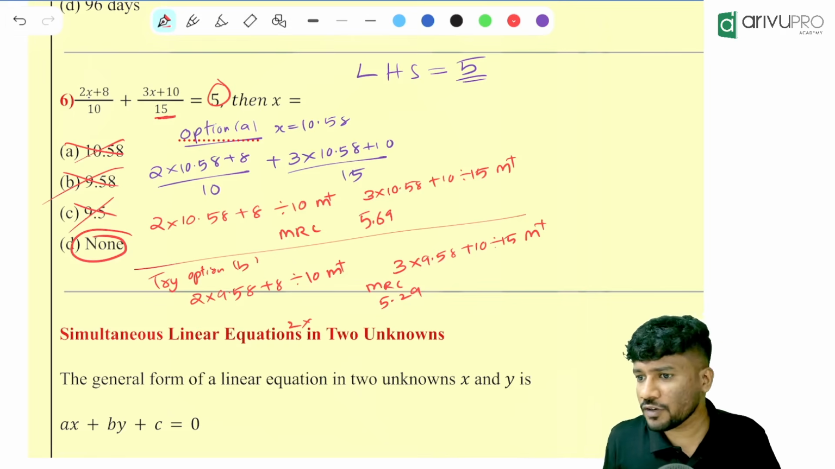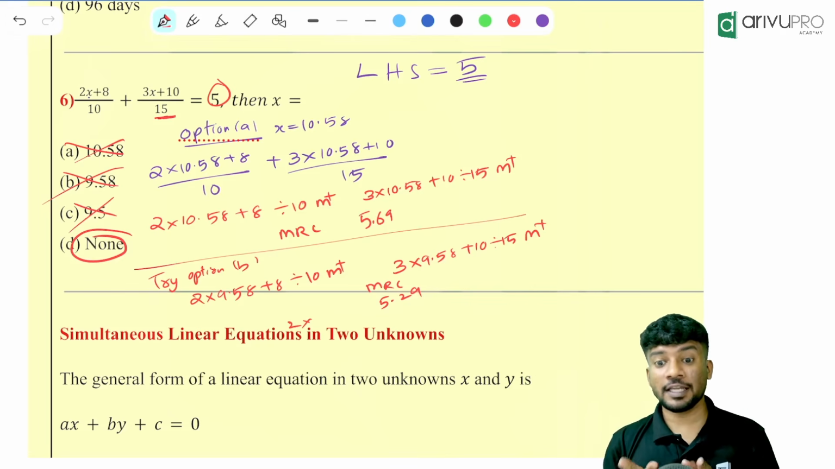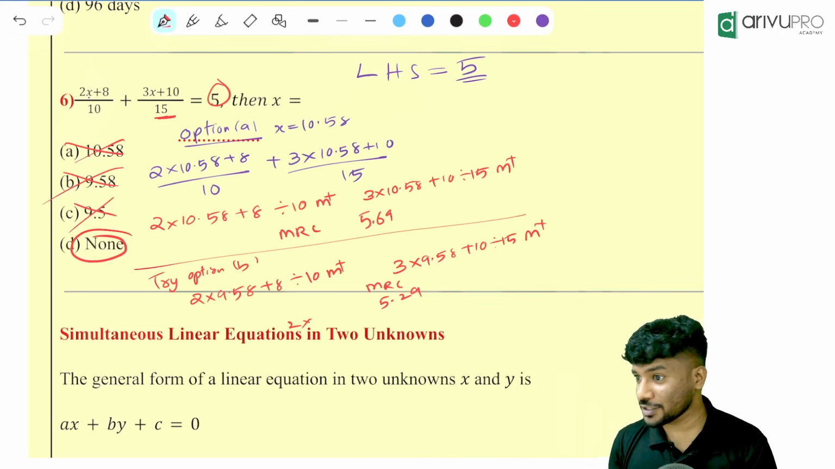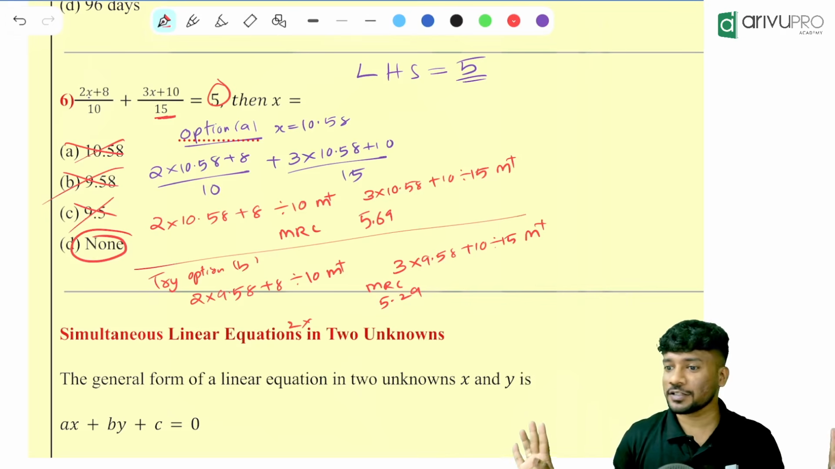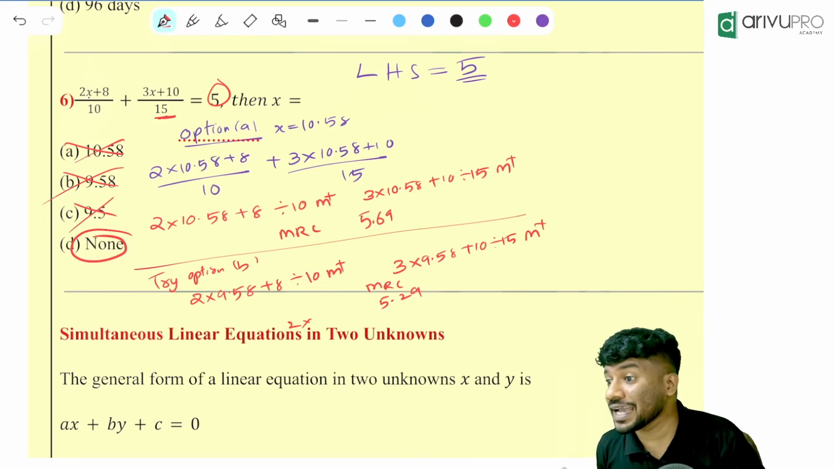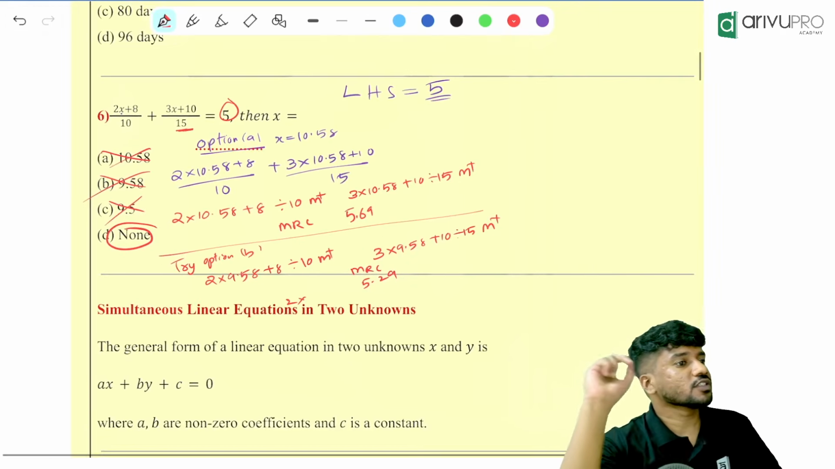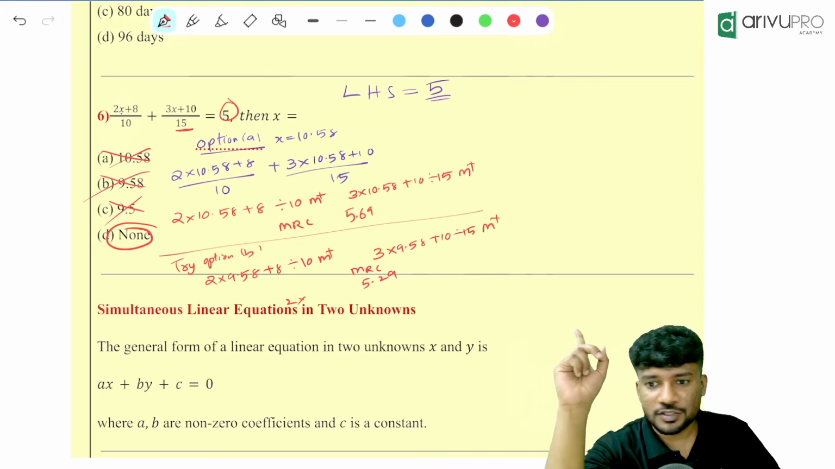Is it clear for everyone? Yes. Will you go for option hitting or LCM? Only go for option hitting for such type of question. Don't even think about LCM, because solving sometimes will not give you the exact answer. Keep it in your mind. That is the first one. I hope everyone understood the first one.